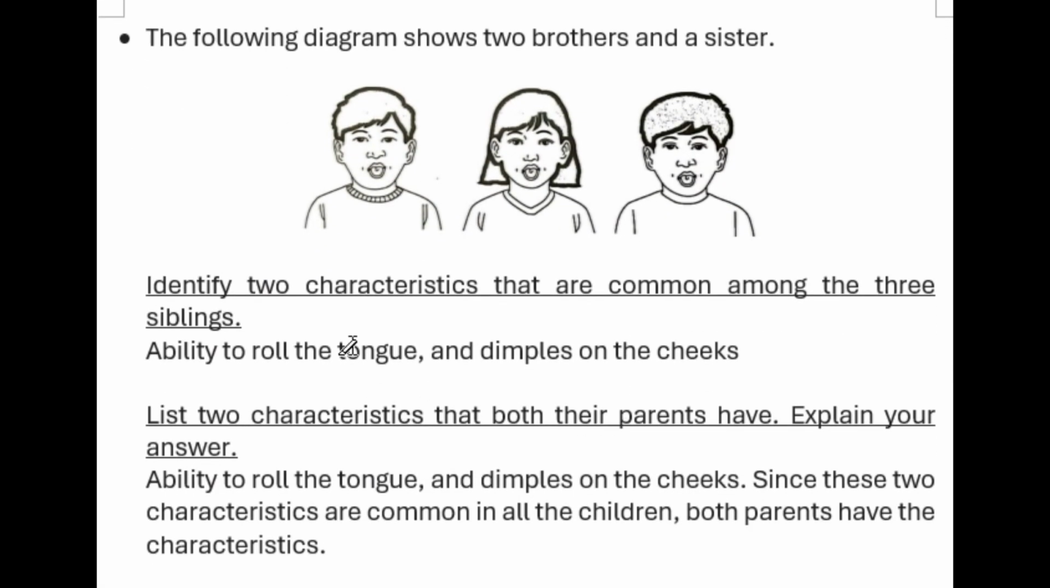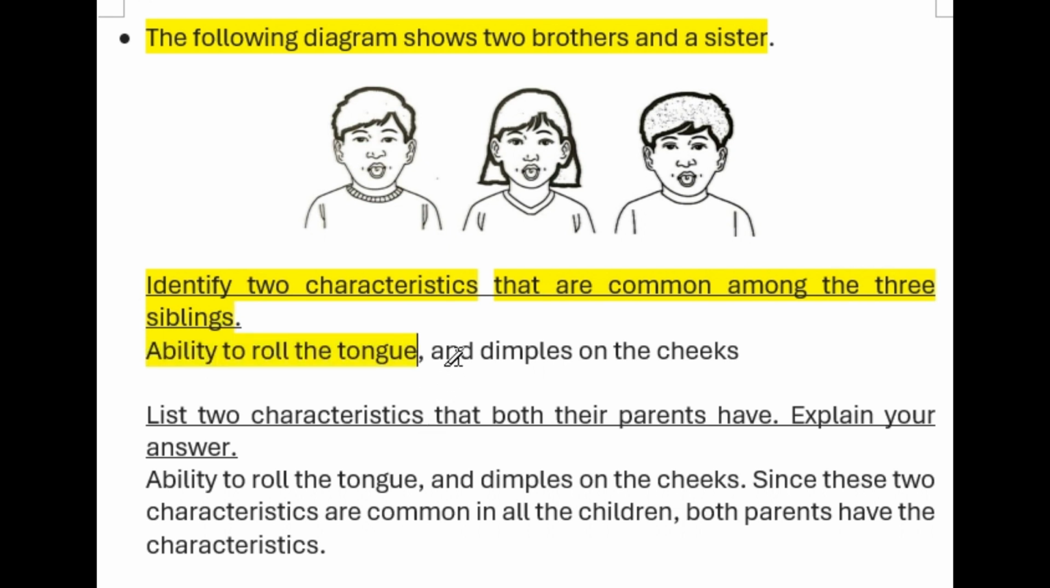The following diagram shows 2 brothers and a sister. Identify 2 characteristics that are common among the 3 siblings. Ability to roll the tongue and dimples on the cheeks.